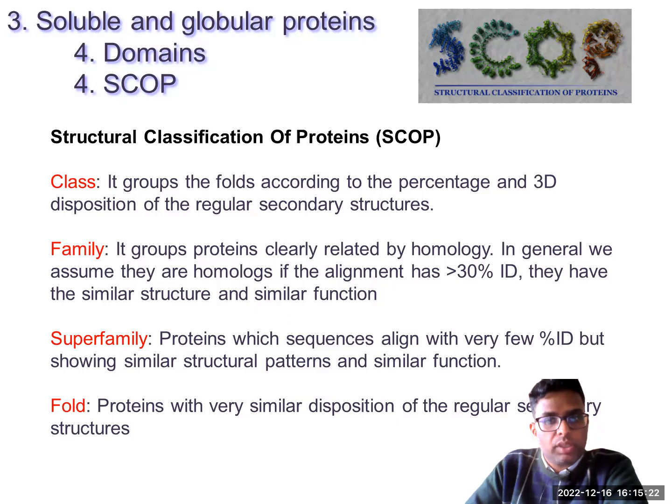Superfamily proteins have sequences aligned with very few percent identity, but show similar structure. And folds are definitely highly conserved. For example, a fold may be helix and helix. There are also some structures which are not in a direction. Such types of things are folds.